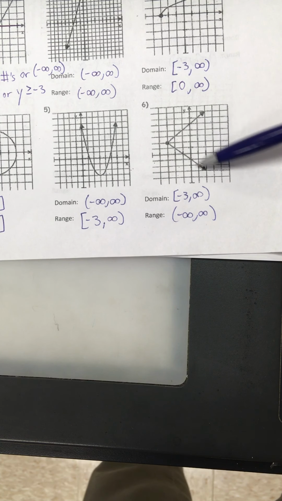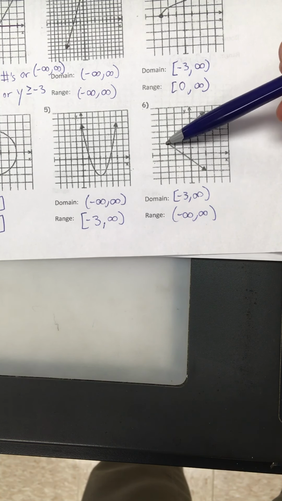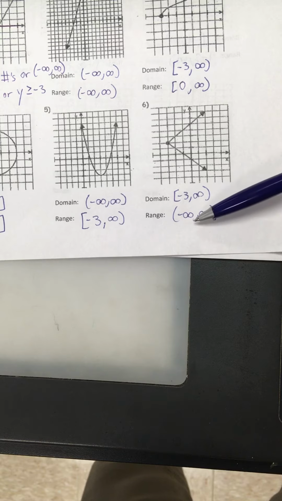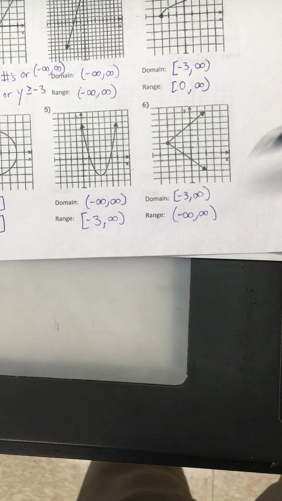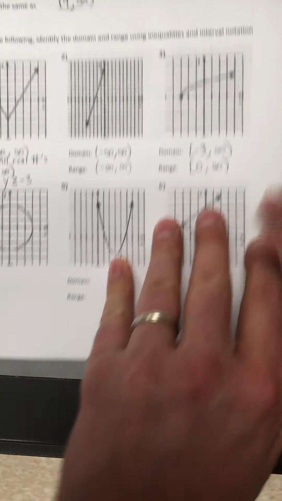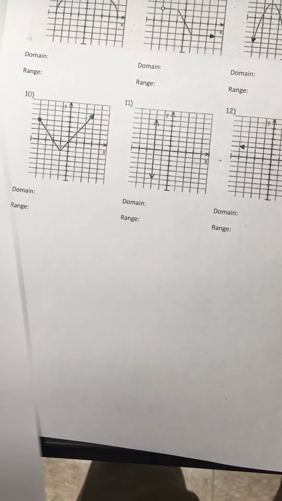The range, down and up. This isn't the lowest point. If I'm tracing this down, right here, the tip of the arrow is the lowest point. It's going to keep going down, so down to negative infinity, and it goes up to positive infinity. Now, if you flip over to the back, couple more I want to look at together.